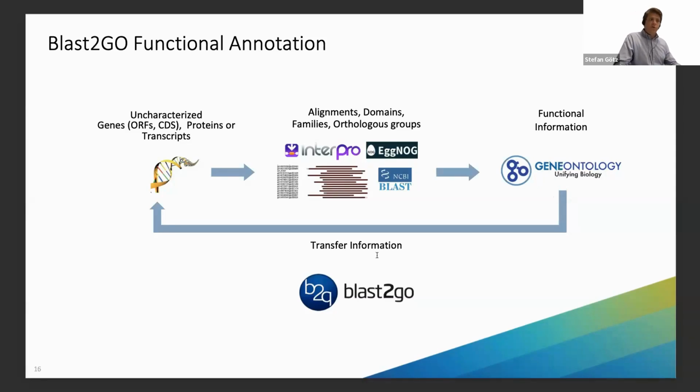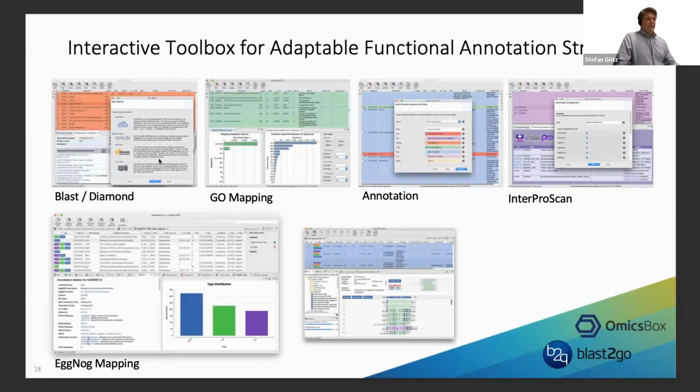We need to transfer this information and validate it and curate it and remove redundancy and make it consistent and apply the true path rule of the gene ontology to have only the most specific functions for our sequences. And all that is done with the Blast2GO methodology by doing this transfer of functions back to our uncharacterized sequences. Okay. So, and this is not a one-click, one push-button application within OmicsBox to run just Blast2GO.